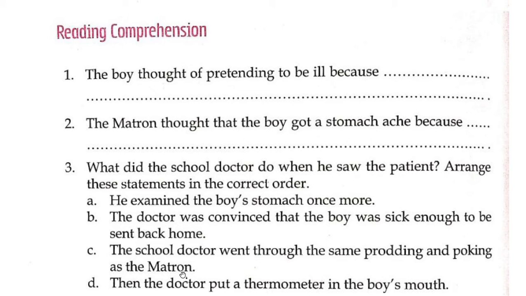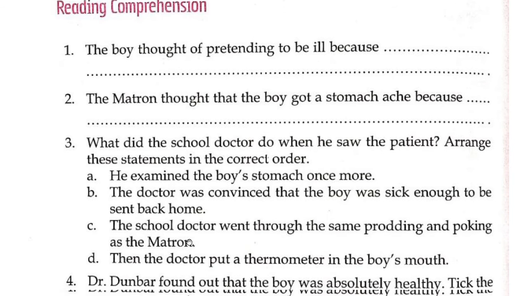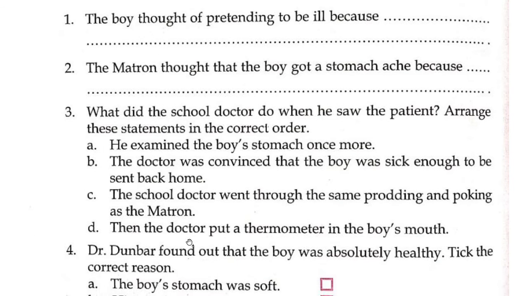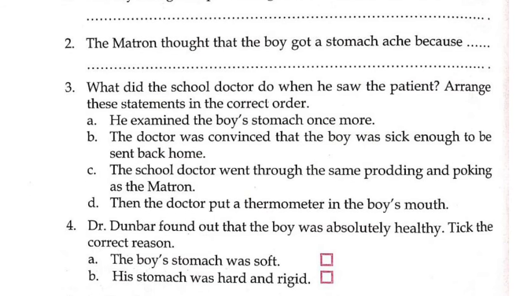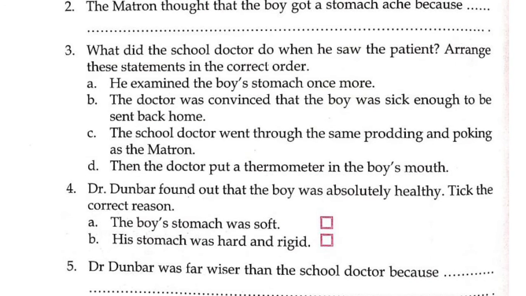After this, what was done? Then the doctor put a thermometer in the boy's mouth. Then the third step was he examined the boy's stomach once more. And then fourth and lastly, what did he do? The doctor was convinced that the boy was sick enough to be sent back home. So you will arrange the steps in a sequence. Then next question.